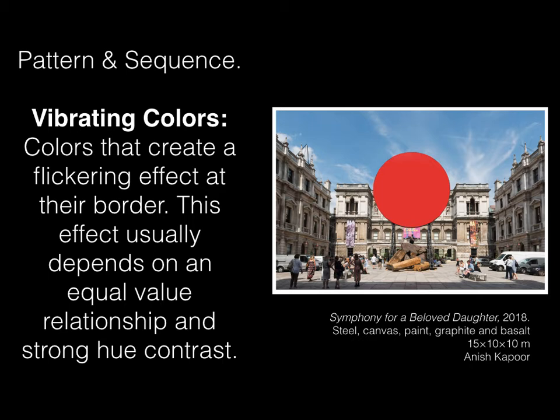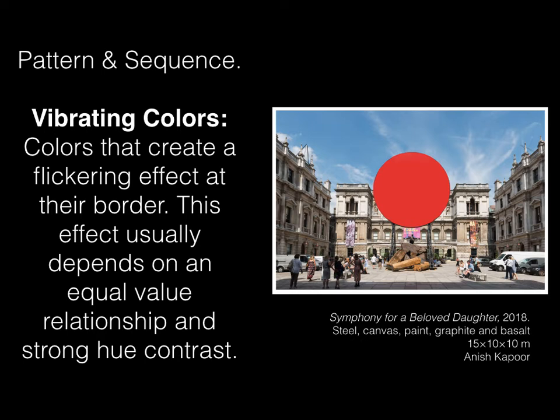All right, pattern and sequence again. So this is another example of that. This is vibrating colors. We've talked about this before when we talked about color. Vibrating colors are colors that create a flickering effect at their border. The effect usually depends on equal value relationships and strong hue contrast.